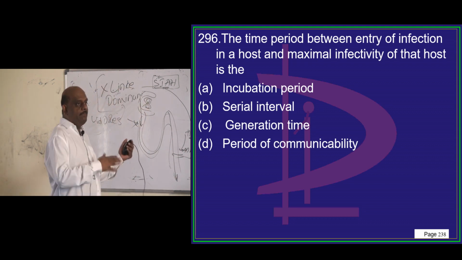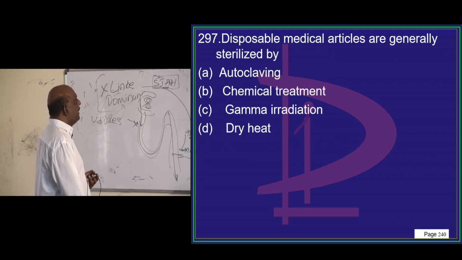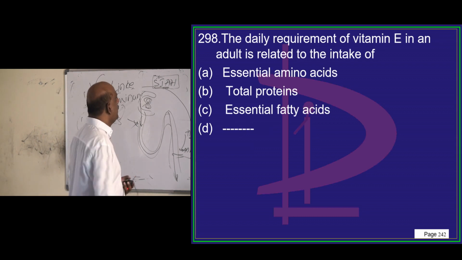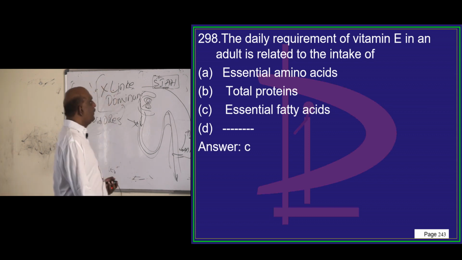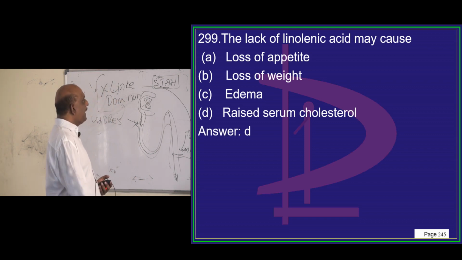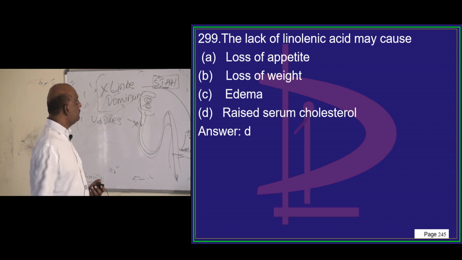And the time period between entry of infection to maximal infectivity is the generation time. Disposable medical articles are sterilized by gamma irradiation. Vitamin E. Basically you need to know EFA, essential fatty acids. Lack of linoleic acid will lead to a raised serum cholesterol.